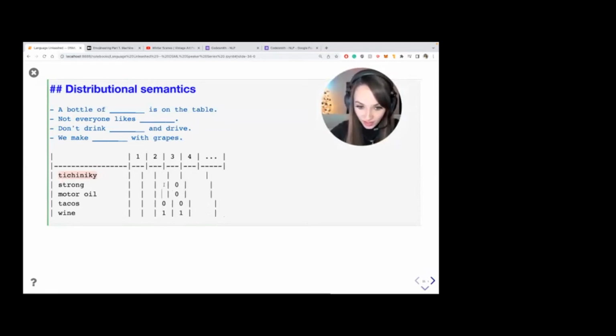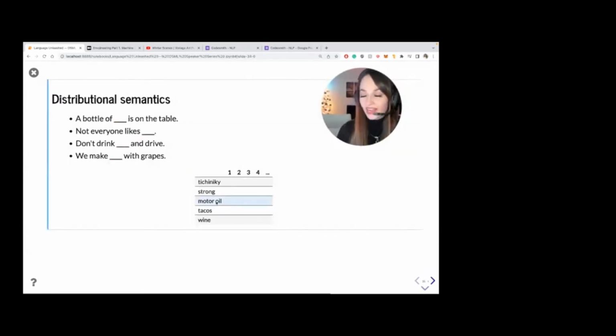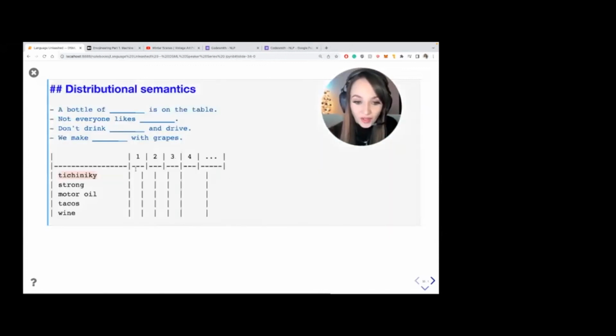Okay, now one more column. So we have this empty table, and the way it's going to work is that for each sentence, we're going to read the word and see if it makes sense. If it makes sense, we're going to give it a 1, and if it doesn't, we're going to give it a 0. So for tichiniki: a bottle of tichiniki is on the table. It makes sense, so we're going to give it a 1. Not everyone likes tichiniki. I'm going to give it a 1 too. Don't drink tichiniki and drive, also 1. And we make tichiniki with grapes, also a 1.